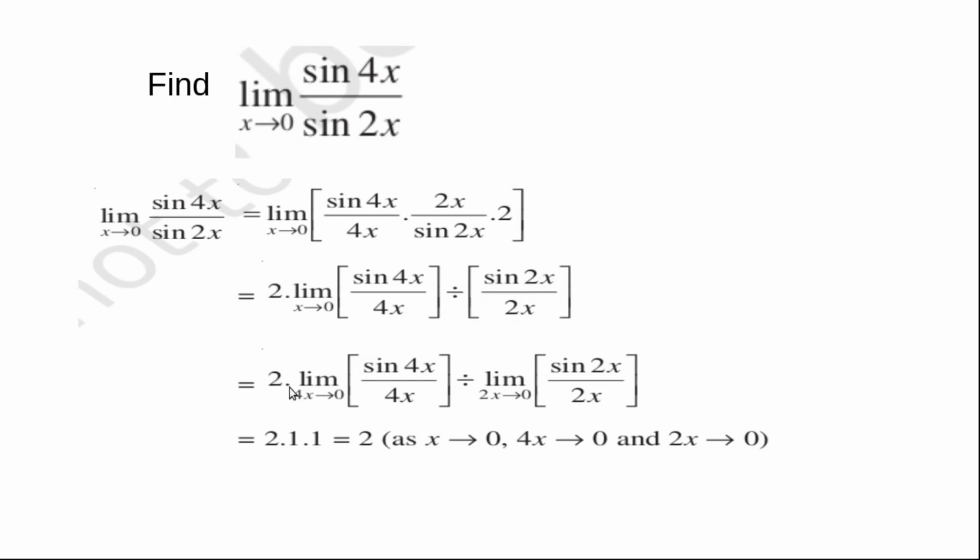Here we can see that 2 into this limit is equal to 1 because it is of the form limit sin x by x, x tends to 0 formula. It is equal to 1. This also equal to 1. Therefore, it is 2 into 1 by 1 into 1. That is 2. 2 is the limit.